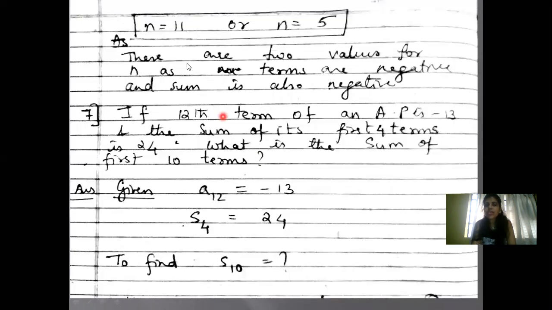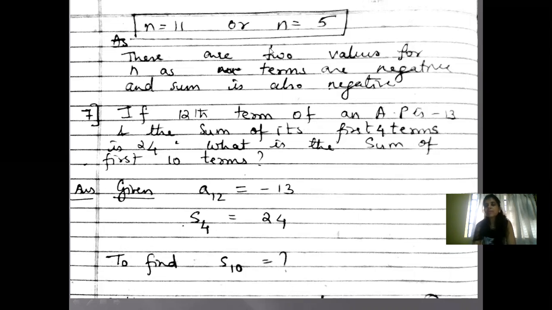Therefore, n is equal to 11, because when you write n minus 11 is equal to 0 or n minus 5 is equal to 0, you get the value of n as 11 or n is equal to 5. So you get two values for n. Now why are you getting two values for n? The reason is, all the numbers which are there, they are negative, and also the sum is negative.